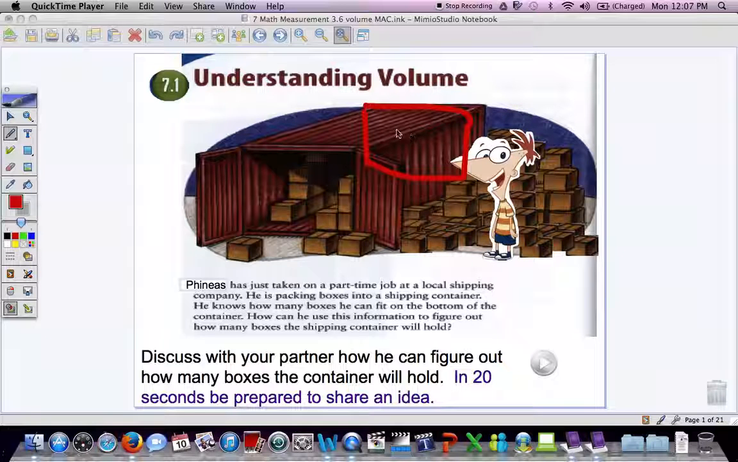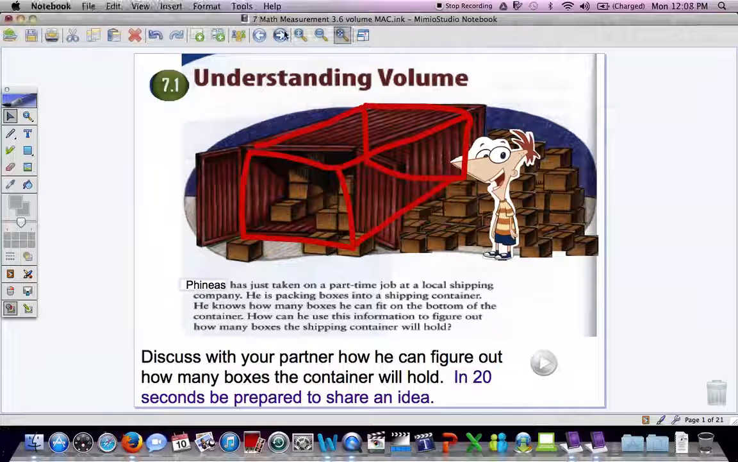This is actually a really good volume question, because if he knows how many he can fit into the very back, like the row, and he multiplies it by the height, or the length in this case, of the shipping container, he actually knows how many boxes he can fit in there. We're going to explore this concept a little bit further.